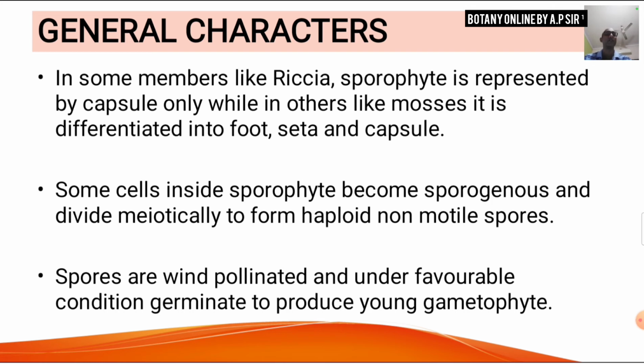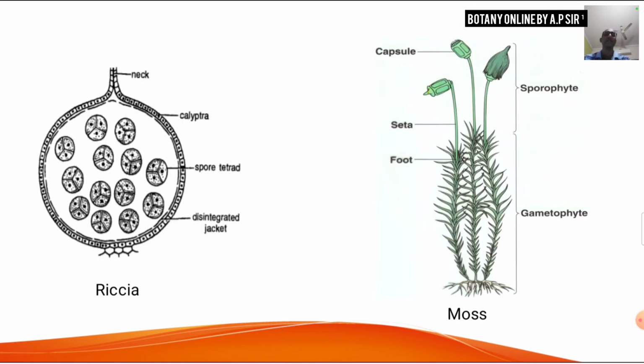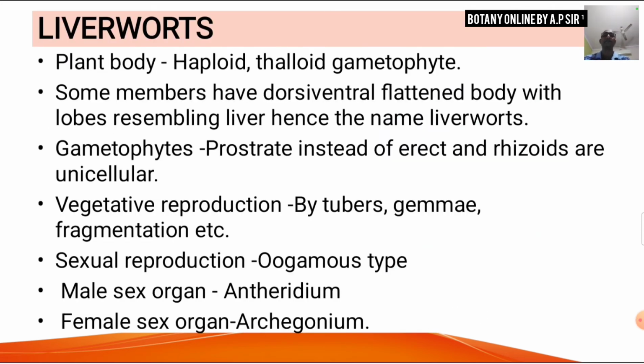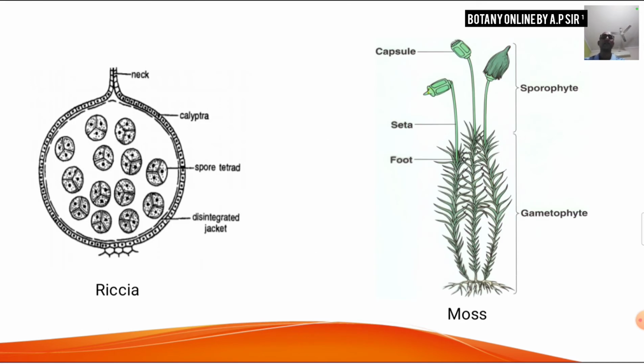Got it? So these spores, under favorable conditions, germinate to produce a young gametophyte. Now we will discuss the types of bryophytes. We had discussed three classes: Hepaticopsida, Anthoceratopsida and Bryopsida. Now we will discuss only the Hepaticopsida, otherwise known as liverworts, and mosses.